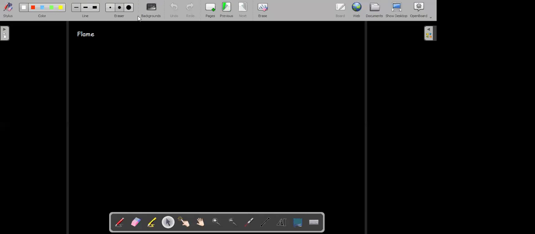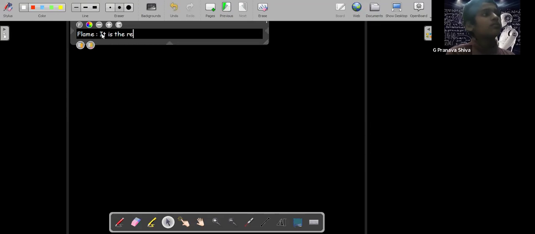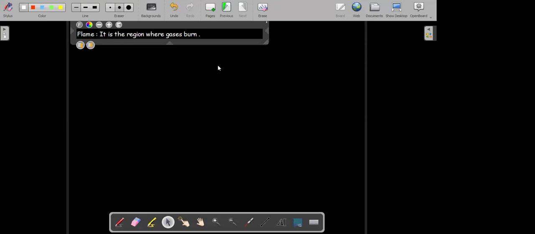Now let's see. We now discuss what is a flame. So flame is a region. Pranav, can you tell what is a flame? Which substance burns? Flame is the region where gases burn. The substances which evaporate during burning give flame, and the substances which do not evaporate during burning do not give a flame.